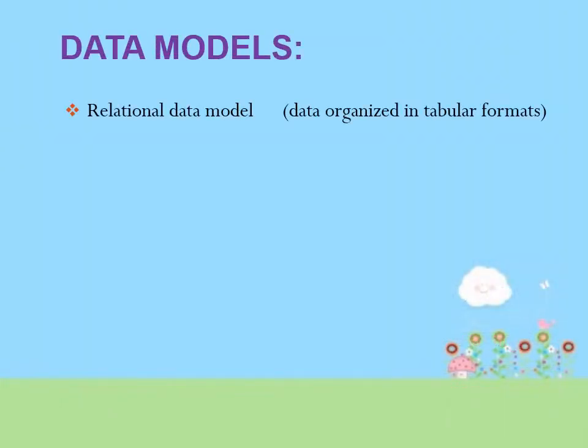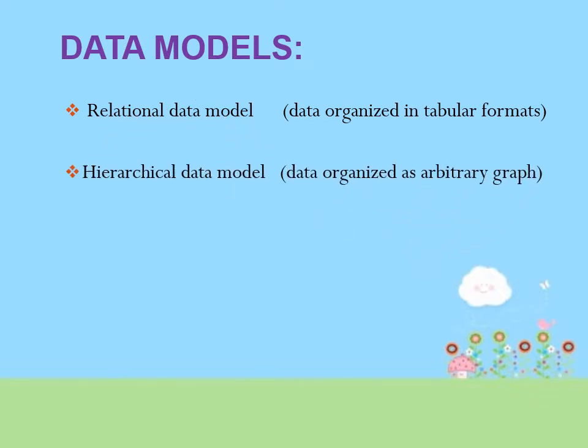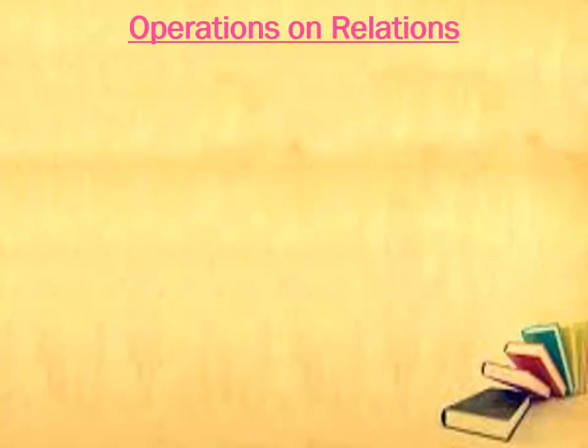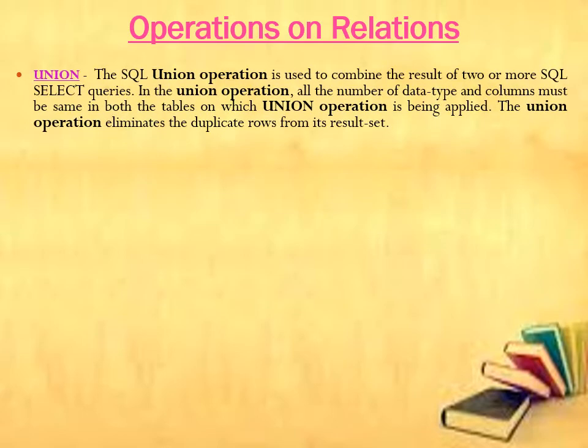As you know, in database there are some data models like the relational data model, where data are organized in tabular form. Second, the hierarchical data model, where data are organized as an arbitrary graph. And third one, the network data model, where data are organized in tree format. So here we will discuss the relational data model. What are operations on relation?